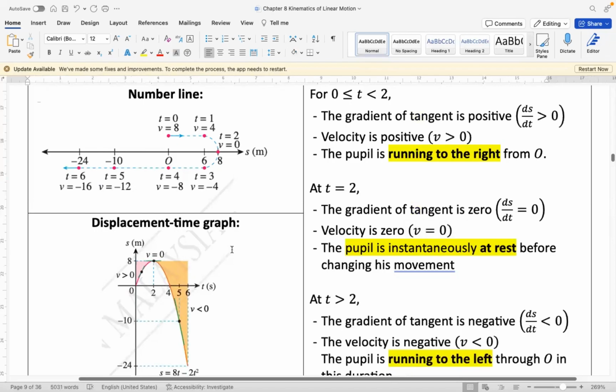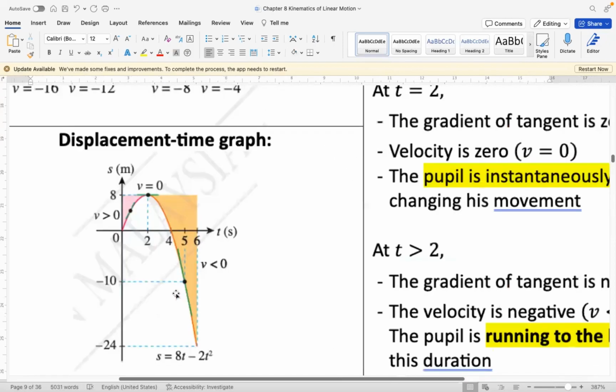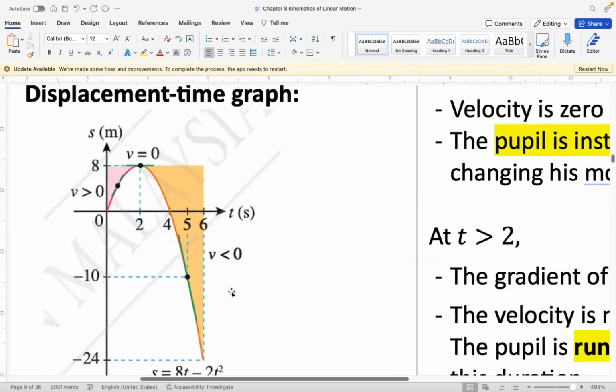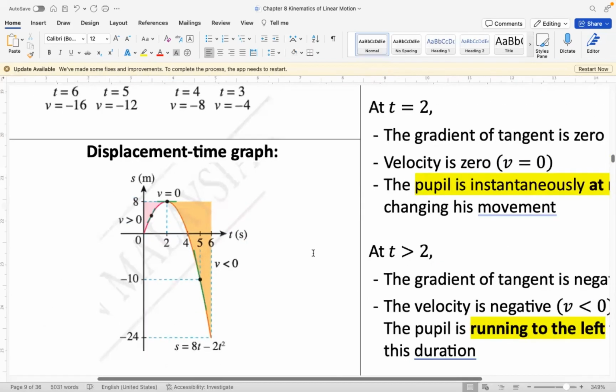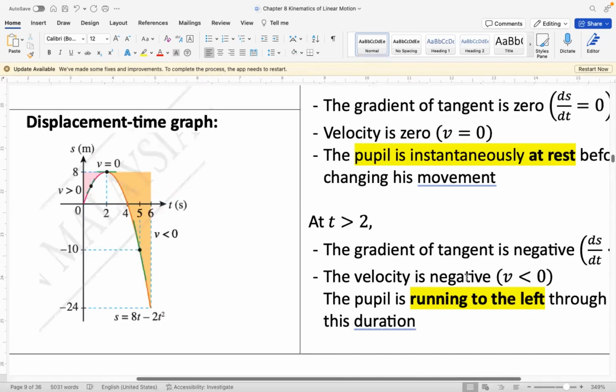rest. Okay, next one. When t is greater than 2, let's say you have a point here, and when you want to draw a tangent line, we notice that the tangent line slants to the left. That means ds/dt is less than 0. And ds/dt means velocity, means v less than 0. So we identify already when t is greater than 2, velocity is less than 0. And the meaning is the pupil is running to the left.